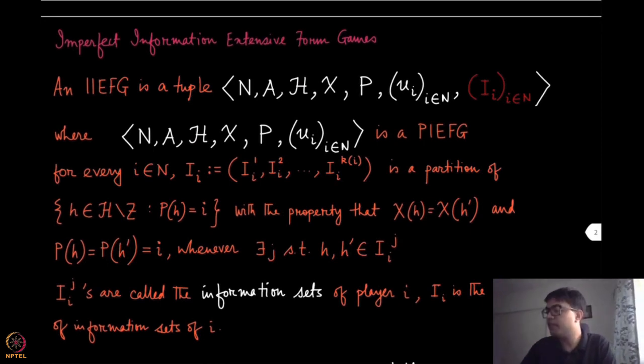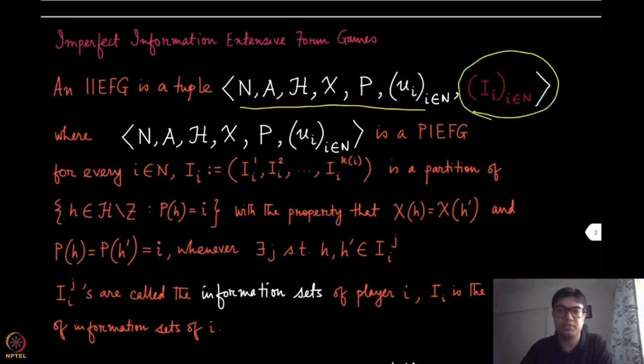So the imperfect information extensive form game already starts with a PIEFG. So the first part is just like the PIEFG, but it also has this additional information, which is the information set information. What is that? So for player I, this capital II is a collection of multiple sets: II1, II2 to IIKI. So there could be KI number of information sets for player I. So this is a partition of all the non-terminal nodes where player I is the player.